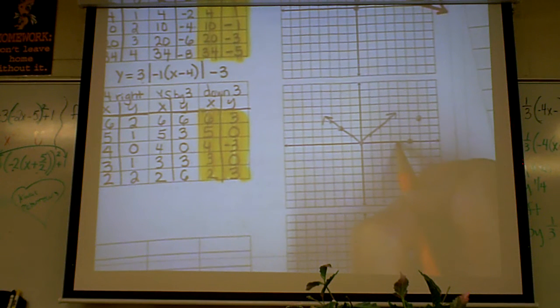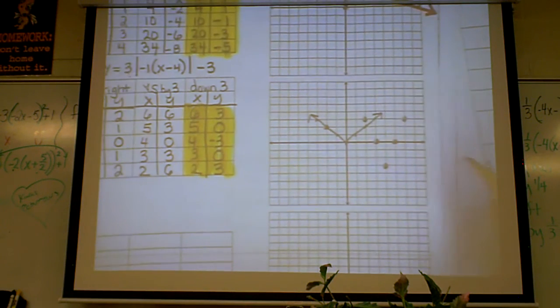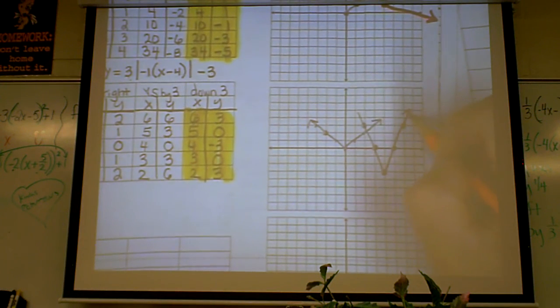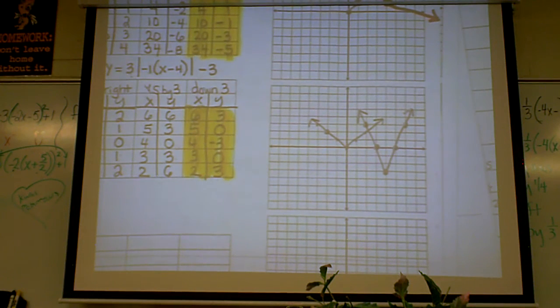And then 4, -3. And 3, 0, and 2, 3. And what shape should this be? It should still be the absolute value function, which is a V. Do you get this now?